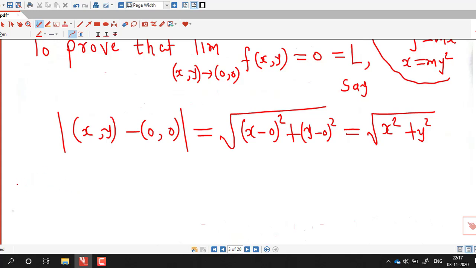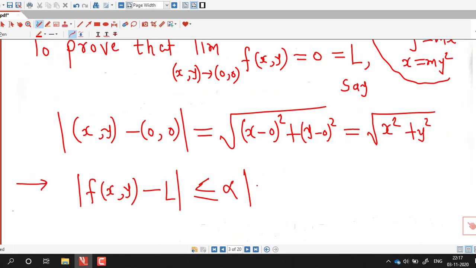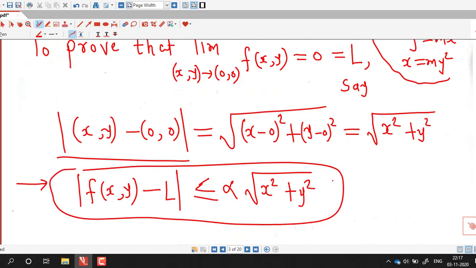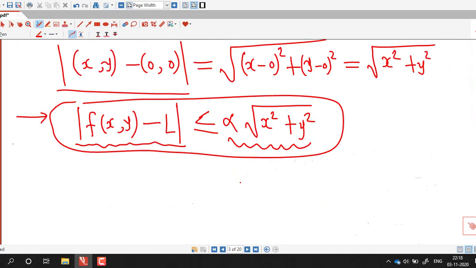So first we will try to prove this type of inequality between these two distances. We will try to show that the distance between f(x, y) and L is less than the distance between (x, y) and (0, 0), which is the square root of x square plus y square. So if we are able to prove this part, then we are done. So we just start from this distance, and by trial and error we try to see whether we are able to prove this type of inequality or not. So we just try from f(x, y) minus L.